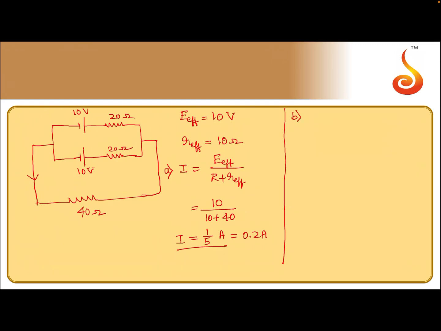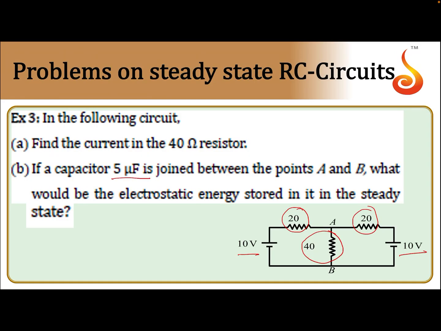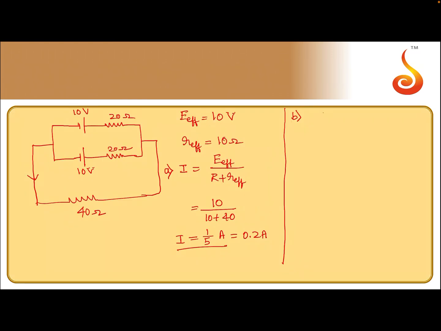Now part B is, if a 5 microfarad capacitor is joined between points A and B, then what would be the electrostatic energy stored? So the capacitance connected here is 5 microfarad. What is the energy stored? To find the energy stored, we need the potential drop across the 40 ohm. So if V is the potential drop across this, V should be equal to I into R. That should be 1 by 5 into 40. This is the potential drop across the 40 ohm. That should be 8 volt.